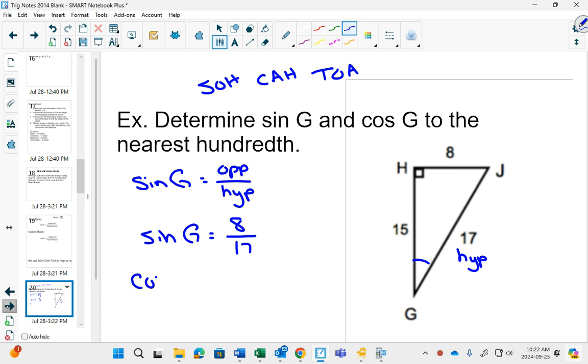And if I talk about cos, and I look at SOHCAHTOA, cos is going to be the adjacent side over the hypotenuse. So cos of angle G, the adjacent side is 15, and the hypotenuse is 17.